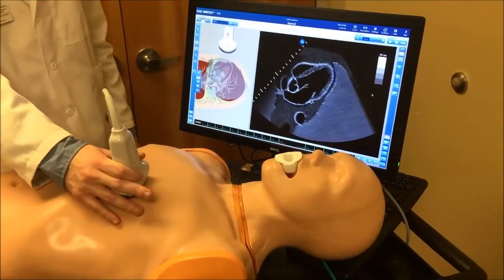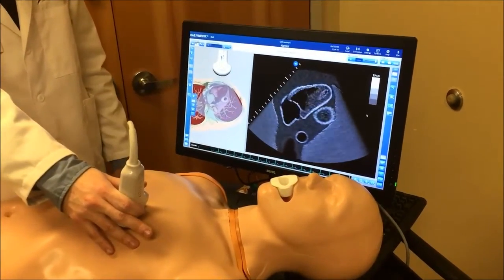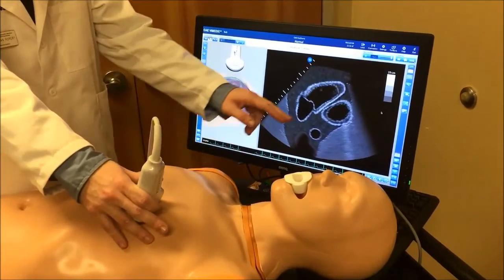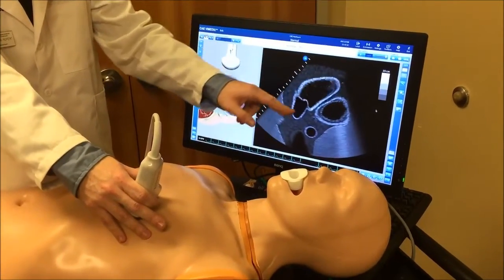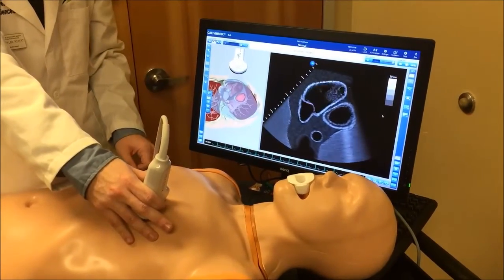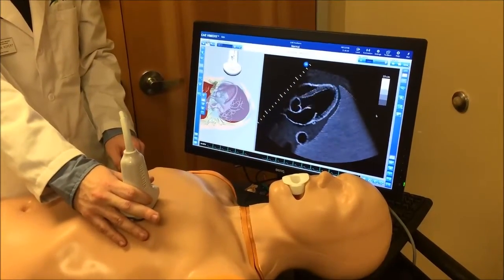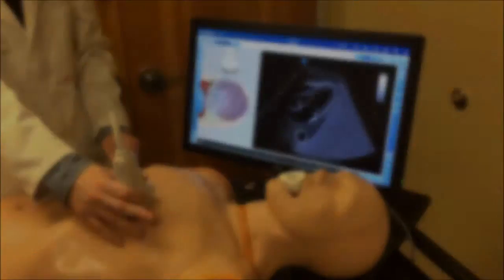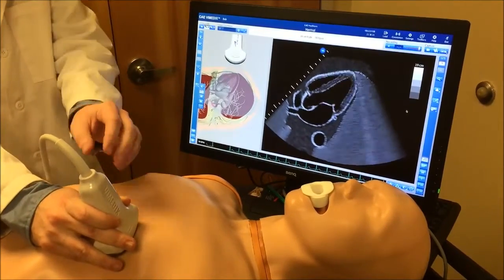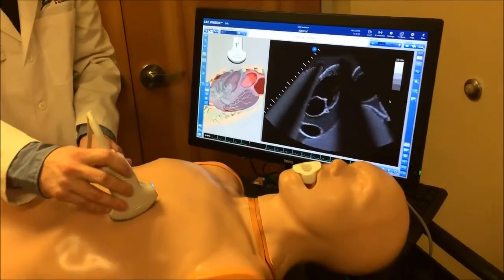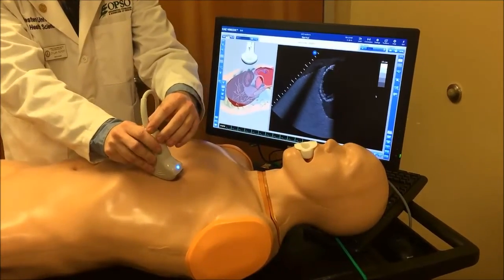From this view, we can tilt the end of the probe cranially to view the right side of the heart. Here we can see the right atrium, as well as the right ventricle and the tricuspid valve. If we tilt the probe caudally, the left side of the heart comes back into view. From this view, we can transition to the short axis parasternal view, by rotating the probe until the indicator is pointed towards the patient's left shoulder.